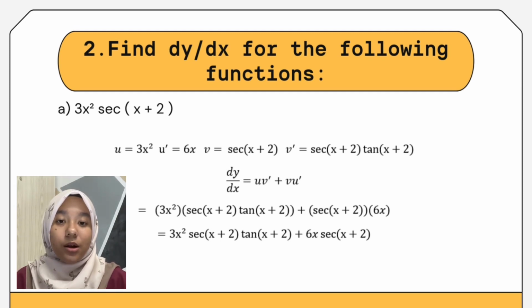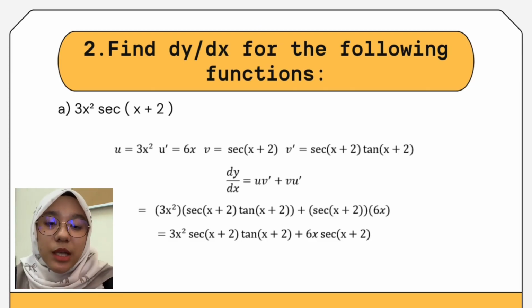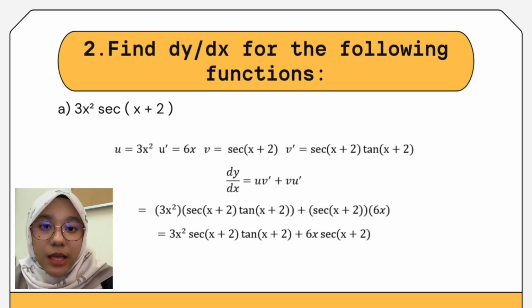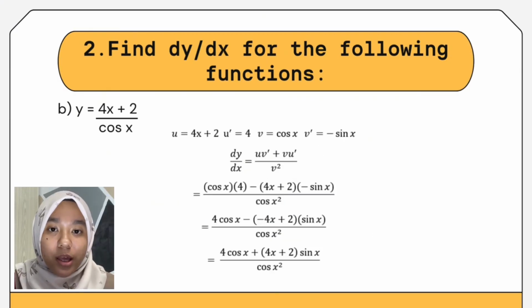So, we can use the product rule to find dy over dx. We can insert u, u prime, v and v prime into the formula. Then the equation will be dy over dx equals 3x squared multiplied by (sec x tan x plus 2) plus (sec x plus 2) multiplied by 6x. Then we can simplify the equation. The final answer will be 3x squared (sec x tan x plus 2) plus 6x (sec x plus 2). Next, we are given y equals (4x plus 2) over cos x.